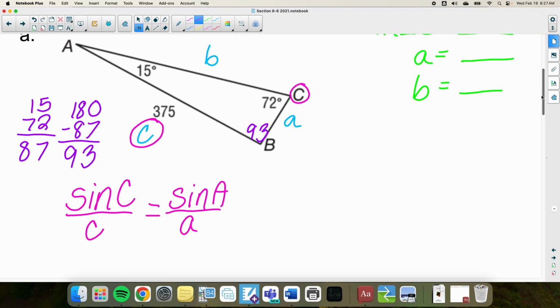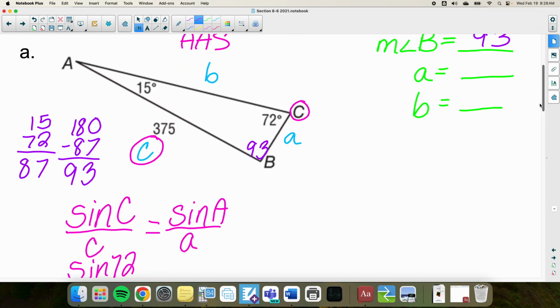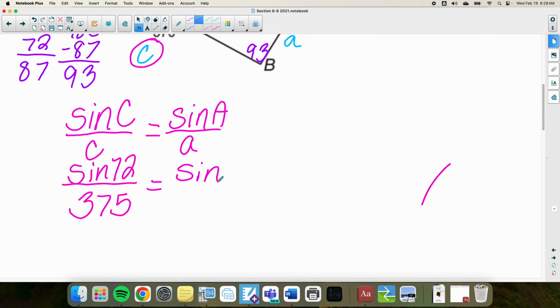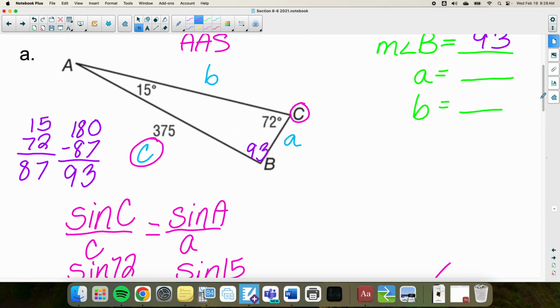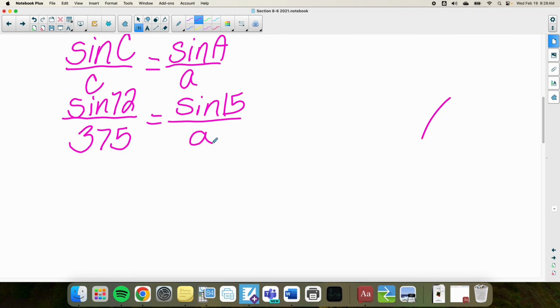And then I substitute in what I have. So I know angle C is 72. So this is sine of 72 over little c is 375. And then sine of A is sine of 15. And little a is what I'm looking for. That's the one I don't know. Okay? Anyone want to guess how we would start this if we're trying to solve it? What do you think?